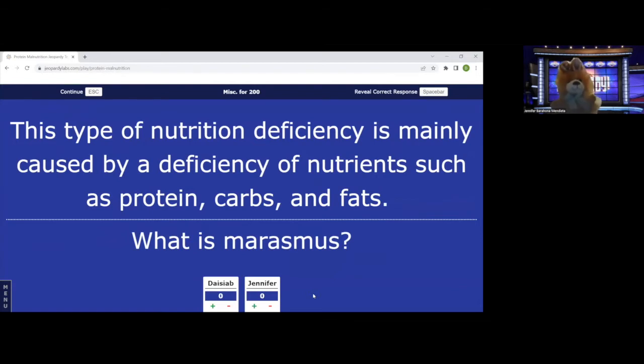Marasmus results from an imbalance of energy balance. This includes decreased energy intake, increased loss of ingested calories, such as diarrhea, increased energy expenditure, or a combination of all three. As a result, the body draws on its own stores, resulting in emaciation, which is being abnormally thin or weak.